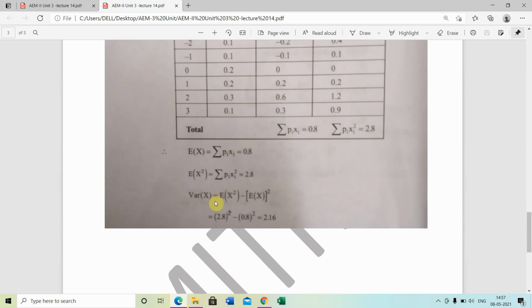Then this way we get variance of x 2.16. This way this lecture is completed.